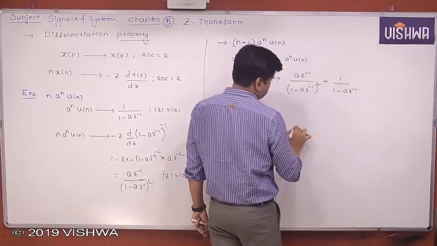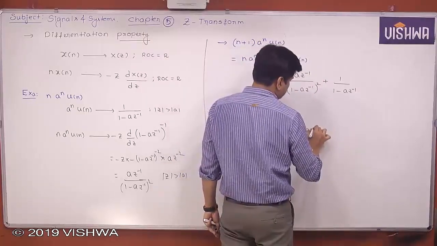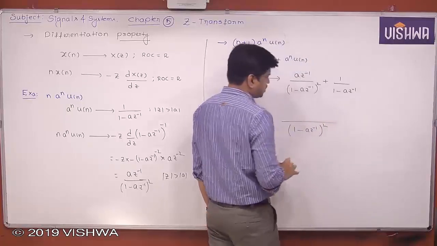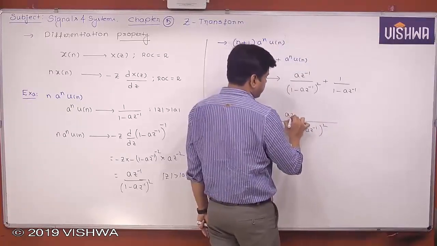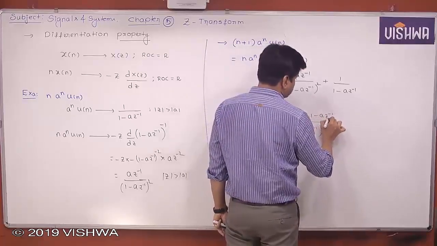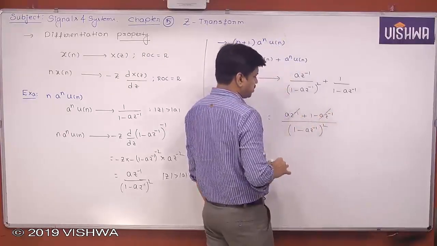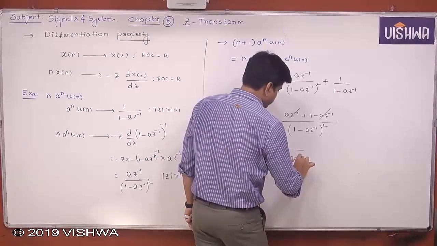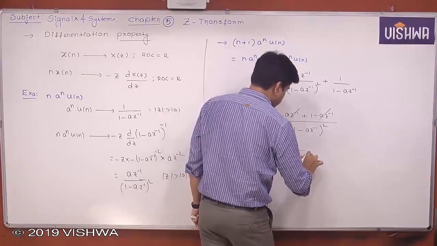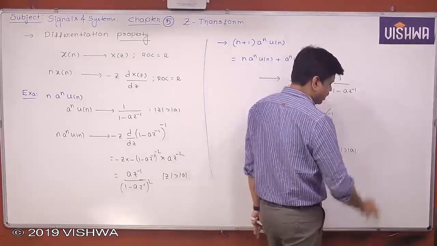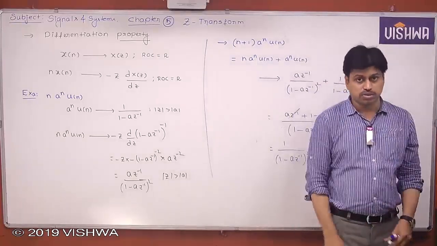If I take 1 minus a Z inverse whole square as LCM, then a Z inverse plus 1 minus a Z inverse. A Z inverse gets cancelled. Finally, we are left with 1 by 1 minus a Z inverse whole square with mod Z greater than mod a. And these two results are standard. You have to remember them.